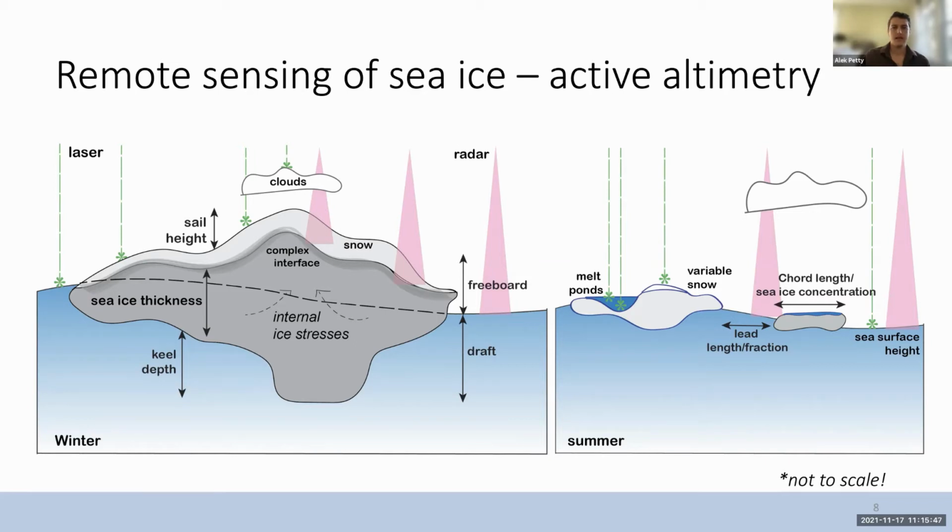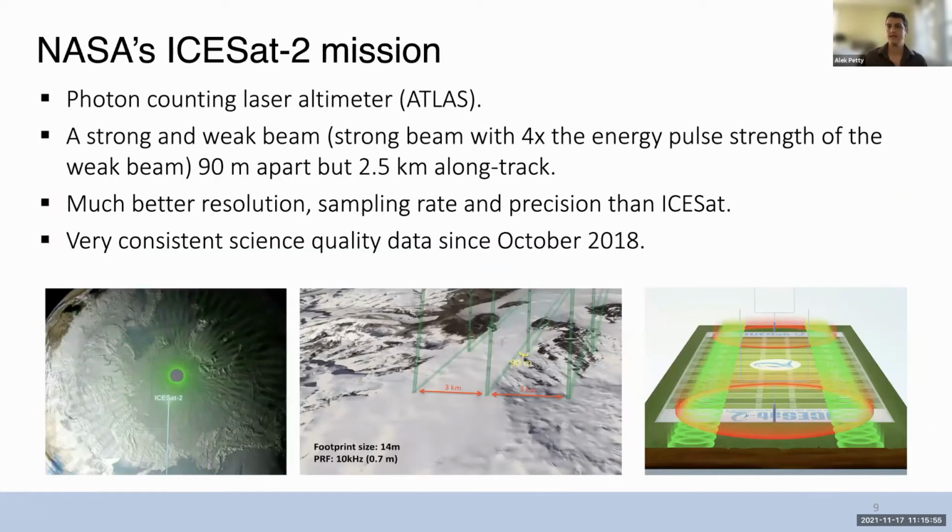As I said in a previous slide, there have been various missions that have been pieced together that have given us measurements of freeboard and thus thickness. And the new big fancy one that we're interested in is ICESat-2. ICESat-2 launched in 2018. It launched in September 2018. Science quality data was obtained from the middle of October 2018 onwards.